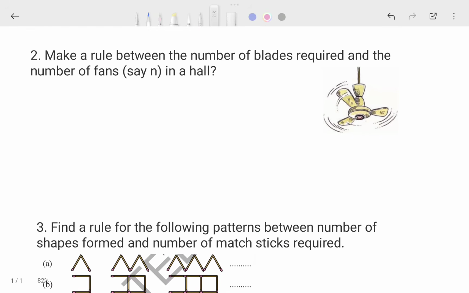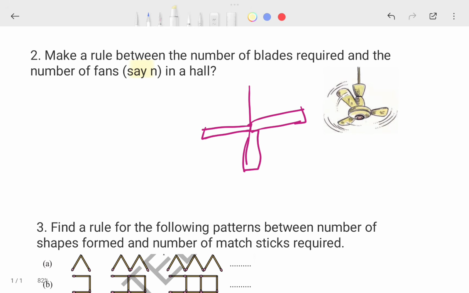So the second question is telling us to make a rule between the number of blades required and the number of fans. You are looking at this fan, and this fan has 3 blades. There are 3 blades in this fan. So it is telling us to make a rule between the blades required and the number of fans.